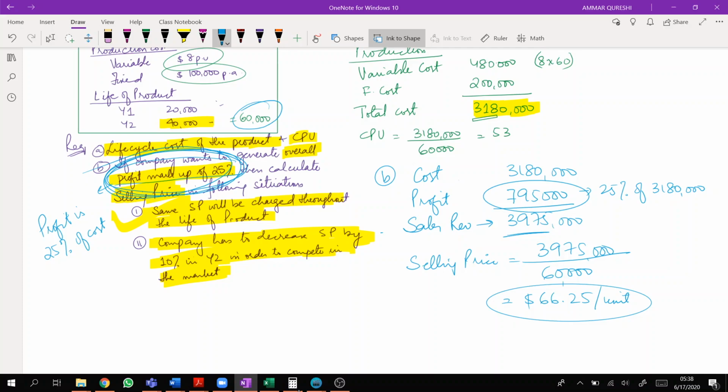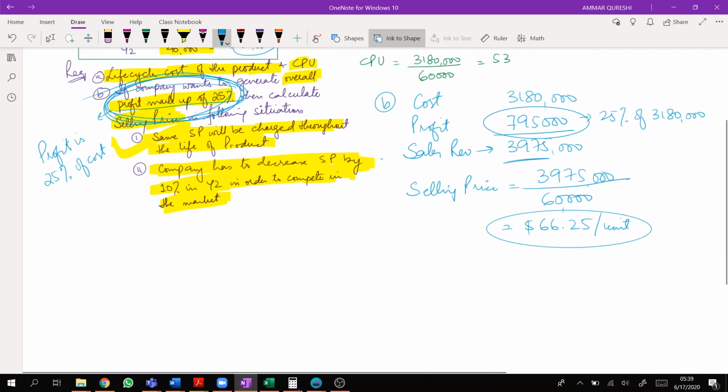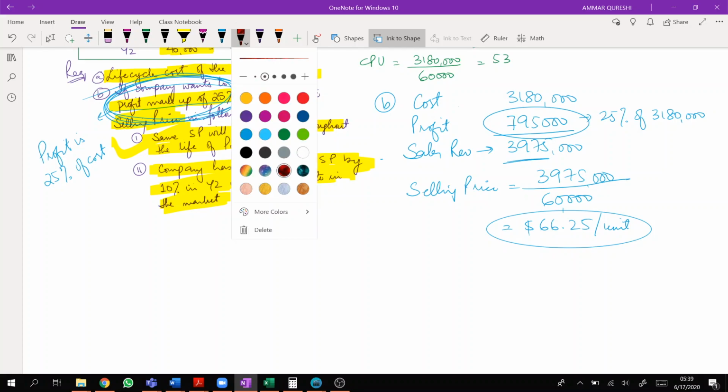So we have to do something. We have to calculate selling price in such a manner that despite the fact that we will reduce selling price by 10% in the second year, we still generate profit of 795,000, right? So that is basically the problem here. Now, how will we solve this problem? The solution is very simple.